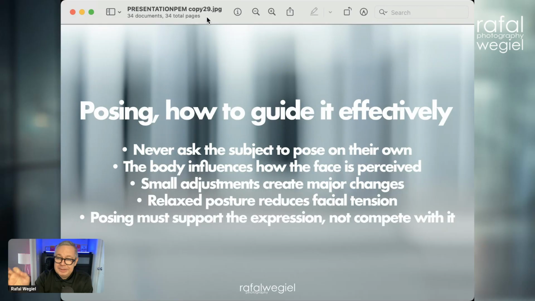Posing must support the expression, not compete with it. Again, we talked about some of the details, how to pose, how to make the person feel comfortable, relaxed, and all this stuff. So it's a complex process, and everything has to align together. It depends on the person, on who you're working with, how much you can push it. Then it's going to affect the image and how this whole thing turns out.